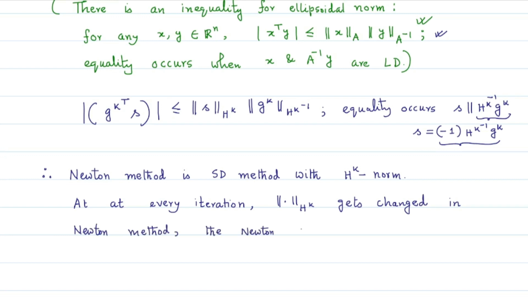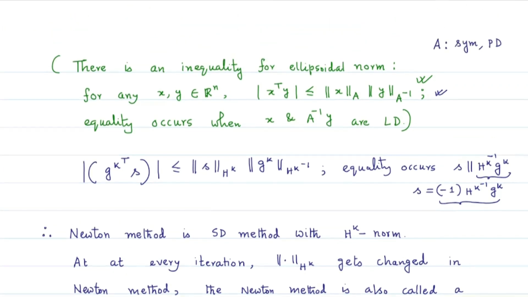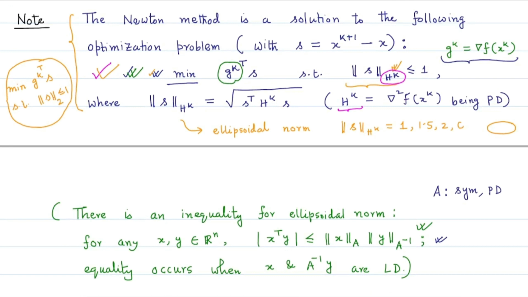The Newton method is also called a variable metric method. But the steepest descent method is not a variable metric method, because in the steepest descent method we notice that the norm being used, the Euclidean norm, is the same across all iterations, not like here the Hk norm where at each and every iteration Hk gets changed.